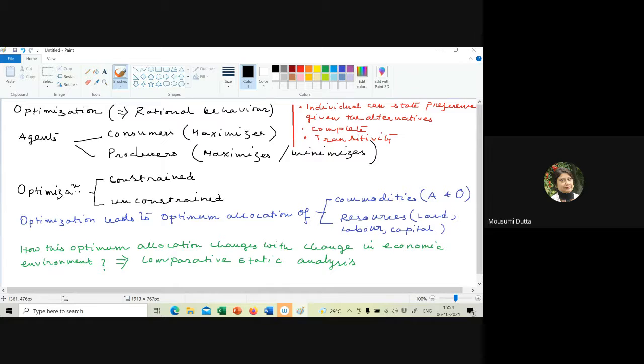So this idea is the thought of neoclassical economics. Neoclassical economics thinks in this way. Every agent in an economy is behaving optimally. So at the end of the day, when we are thinking about the distribution of the resources, distribution is optimum, not questionable. It is rational.